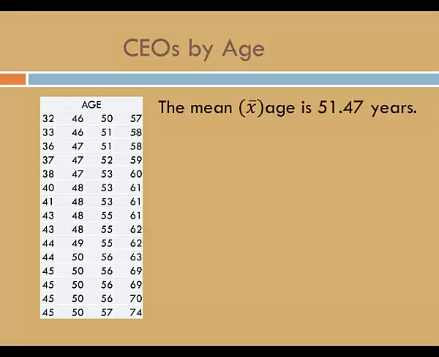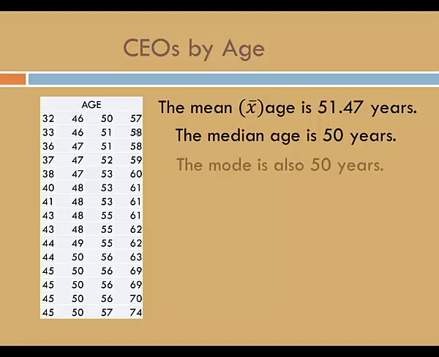The mean age is 51.47 years. You might say that the average age is 51.47 years. The median age is 50 years. So half the CEOs are 50 or younger, and half the CEOs are 50 or older.